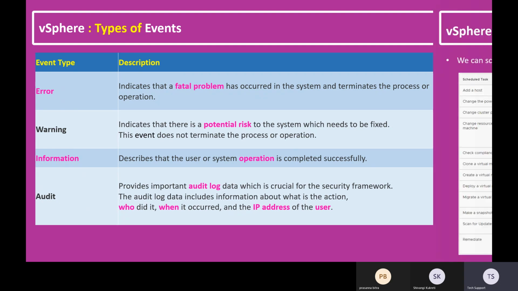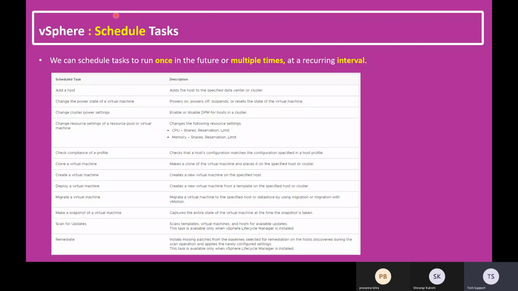So normally in a task console, we'll see the task information and task status: task in progress, completed, or failed, all that information. But those tasks we can also schedule. So what are the main tasks we can schedule? That information we'll discuss from this slide. We can schedule tasks to run once in the future or multiple times at a recurring interval.